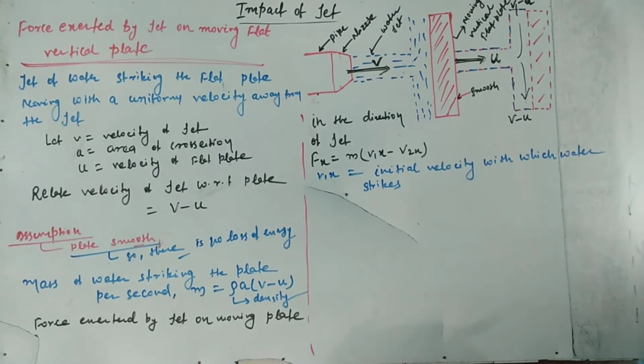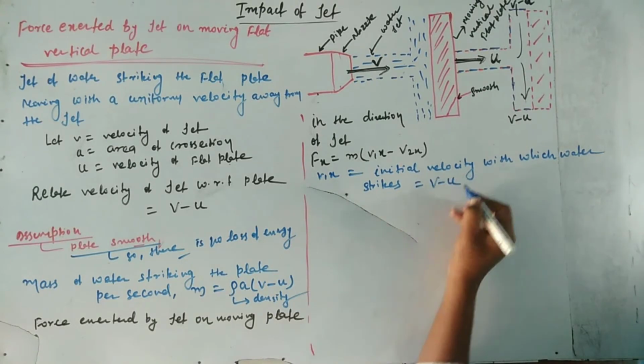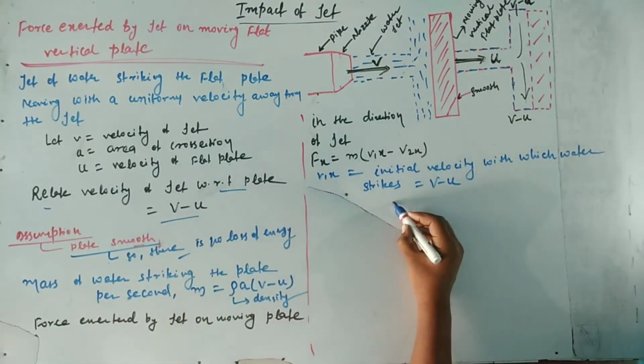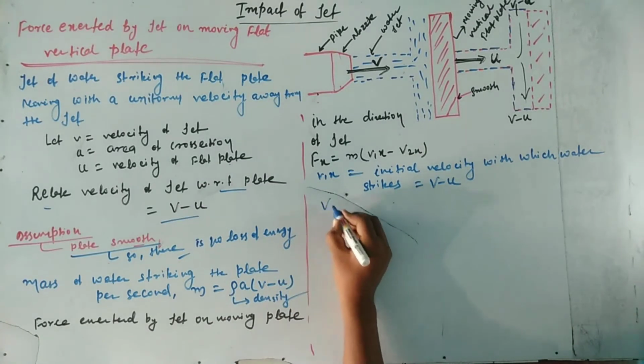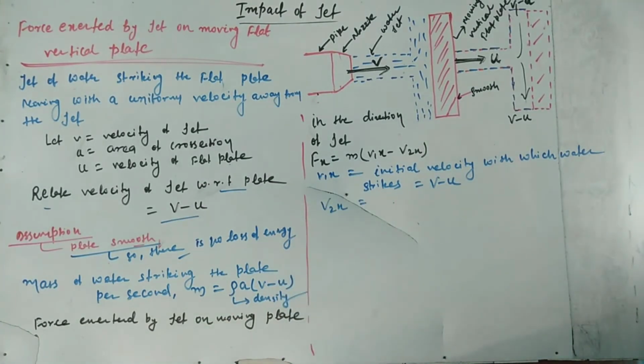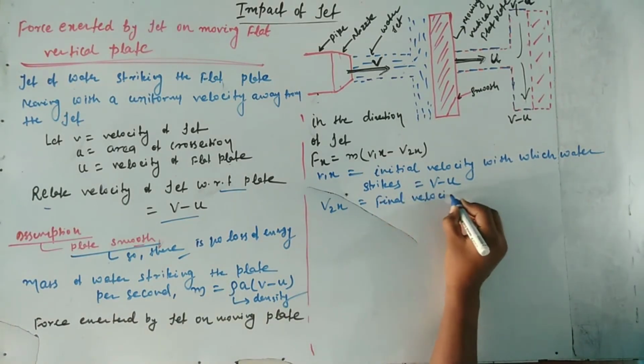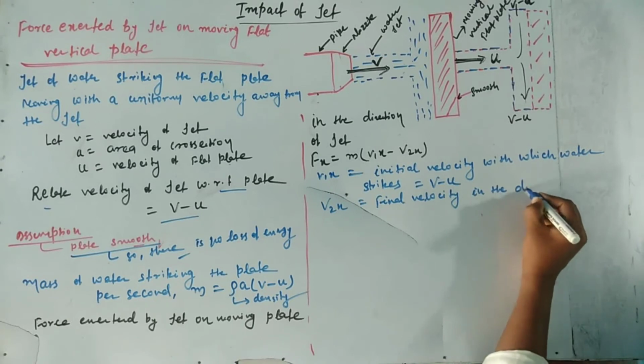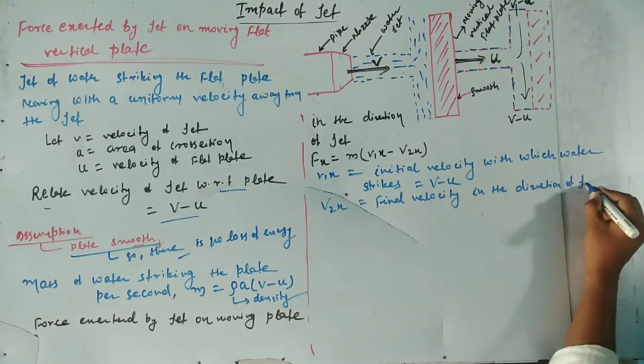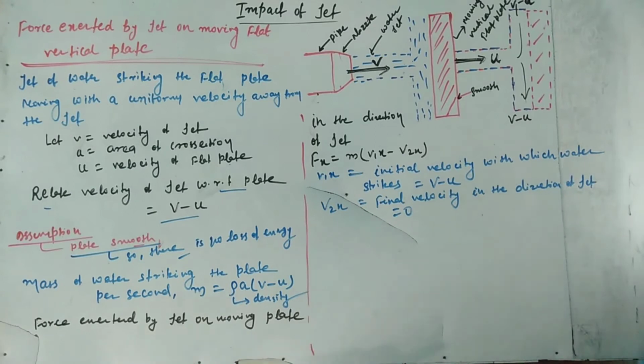So what will be the initial velocity with which water strikes? It will be equal to the relative velocity of the jet with respect to the plate, so v1x equals v minus u. And v2x equals 0. What is v2x? The final velocity in the direction of jet is 0, because in the direction of x, the direction of jet, there is no final velocity.